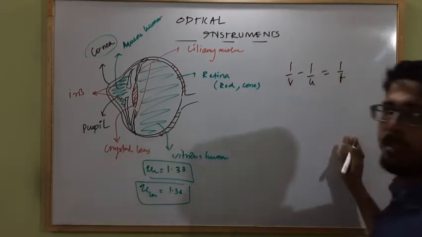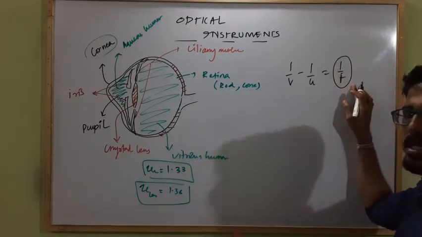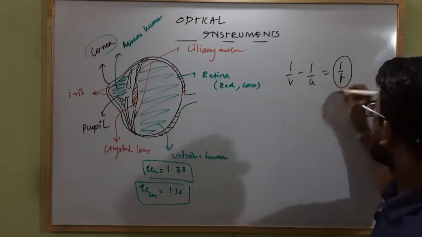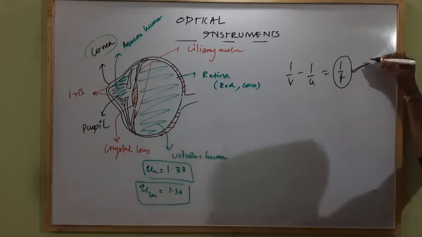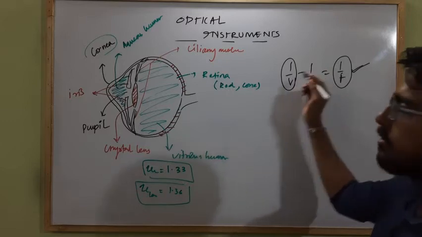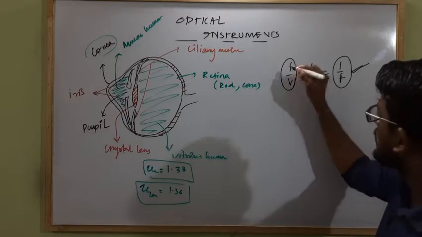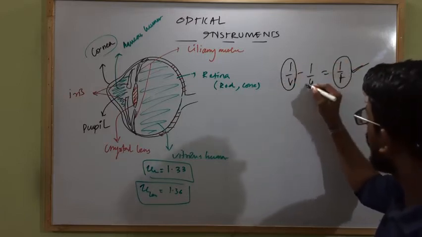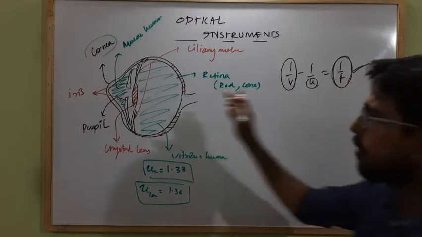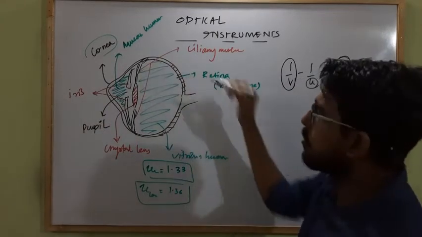1/V minus 1/U equals 1/F. In general we studied that the focal length of a lens is constant when the surrounding medium of the lens remains fixed, but in this case the focal length can be changed because the image distance is fixed. The distance from the lens to the retina remains constant. So to get clear vision according to the object distance, we have to change the focal length of the lens.